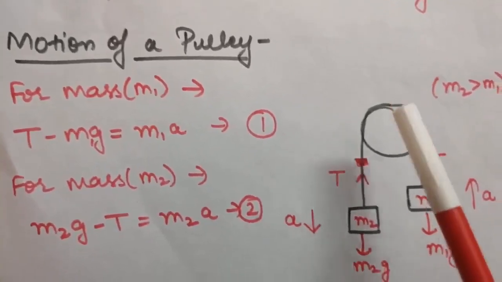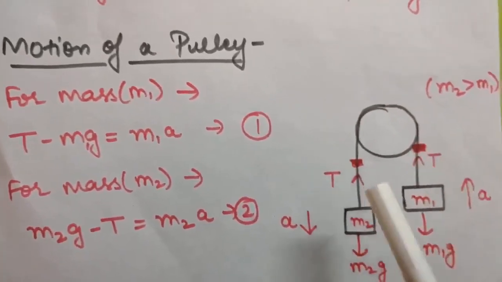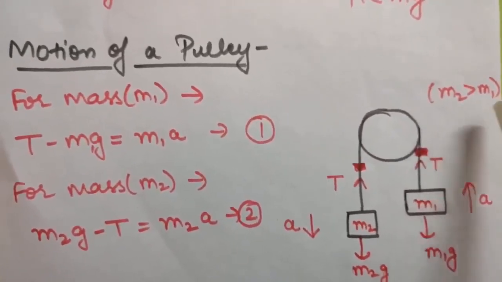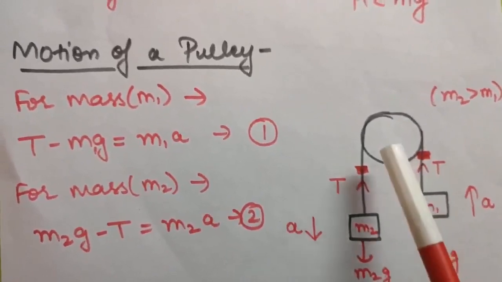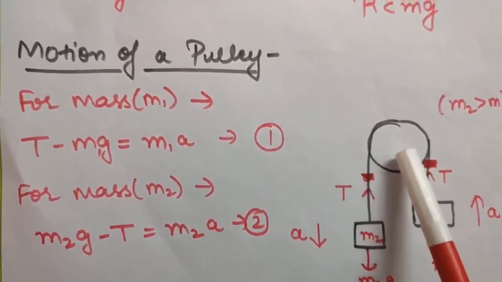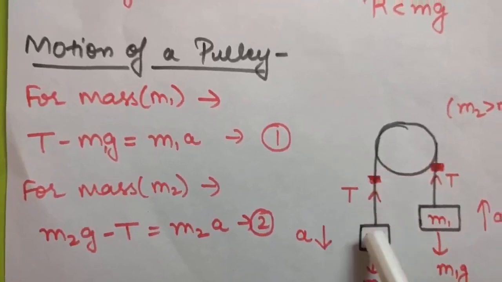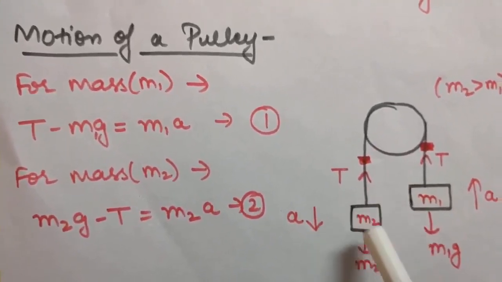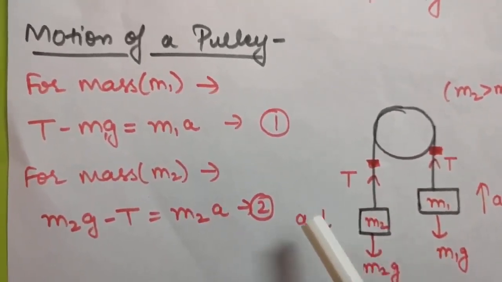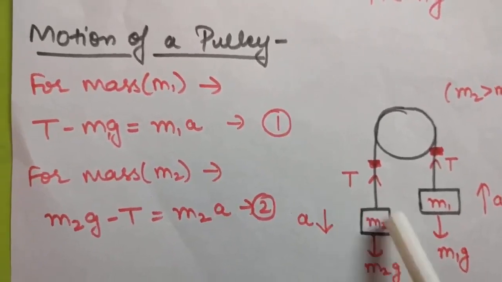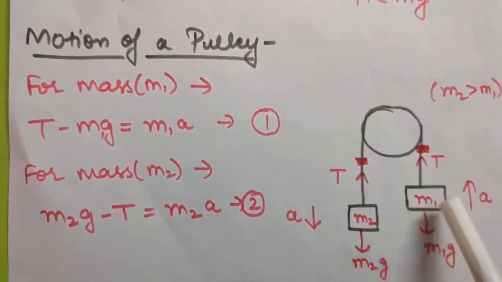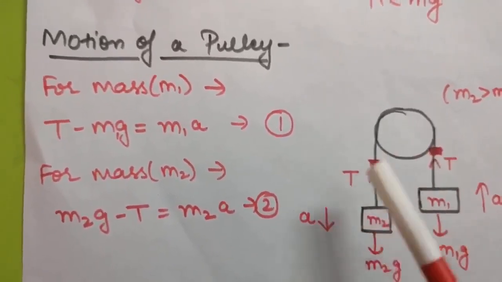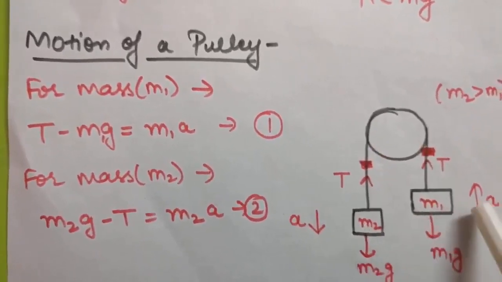So the pulley is massless and frictionless and the string is inextensible, and we are considering that the mass m2 is greater than m1. One more thing: this pulley is fixed at this point, that is, this pulley cannot move, only these masses can move. Now see, because this is the heavier mass, it must be going downward with acceleration a. If it is going downward with acceleration a, this mass will be going upward with acceleration a, because they are connected by the same inextensible string. So if this is going downward, this would be going upward.